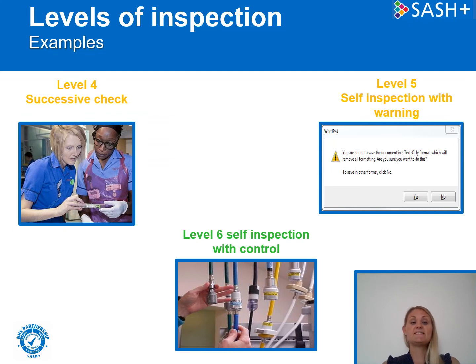Level 4 is a successive check. So an example with this would be 2 nurses checking certain controlled drugs before they're given to a patient. So it will be I check them and then someone else checks them. That would be a successive check.